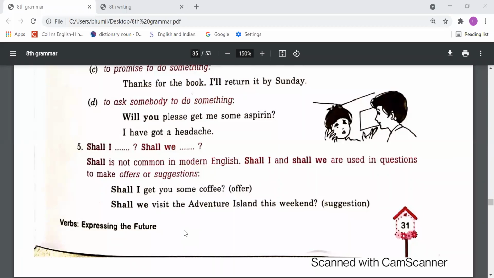After that, always remember, after will or shall we should use the root form, which is also called the base form, right? Like, come is the base form or root form, came is the second form, come again is the third form. Played, plays: play is the root form, base form.